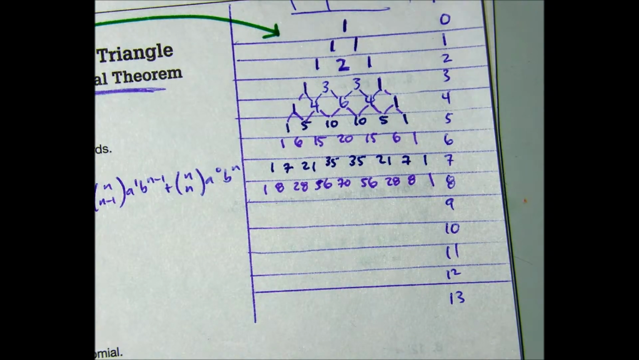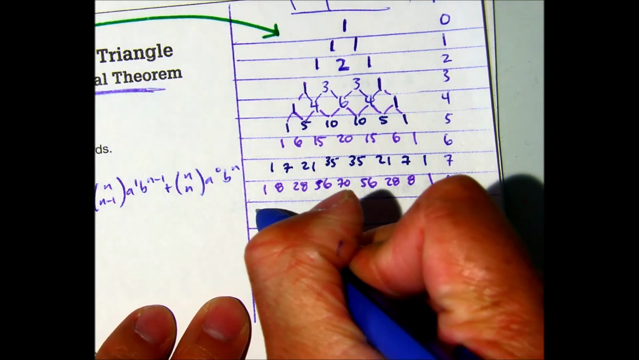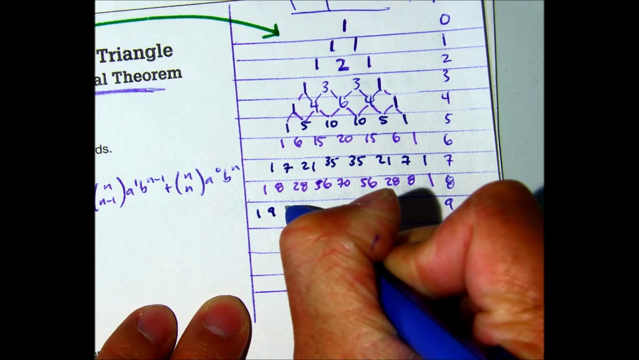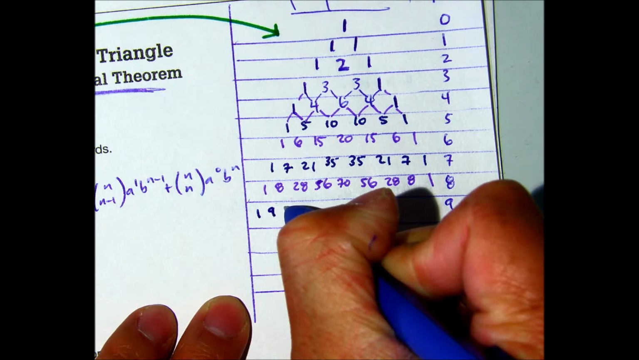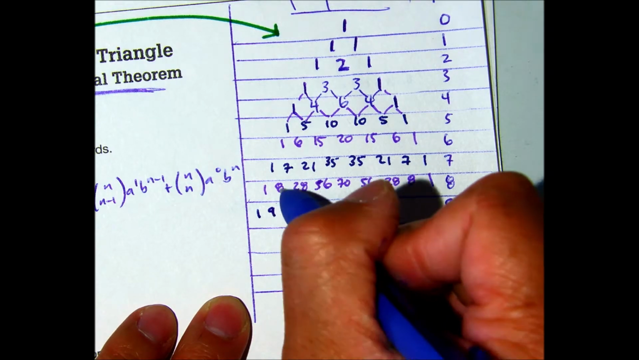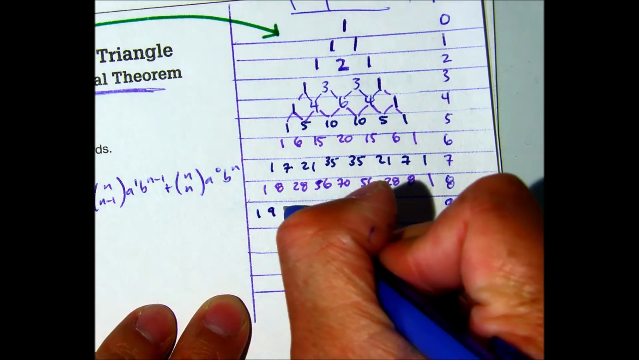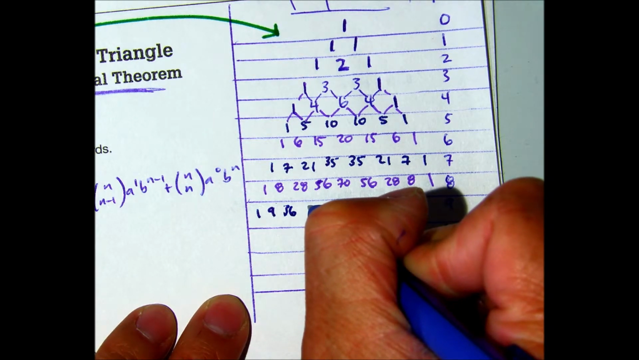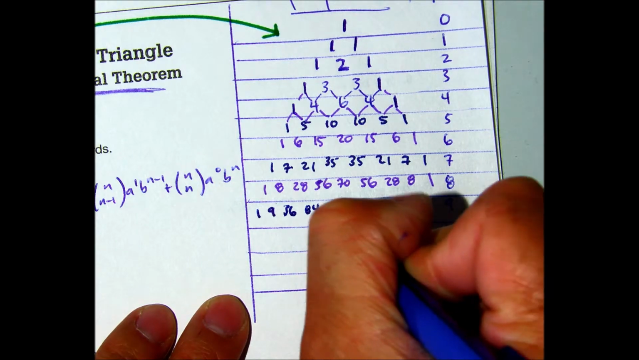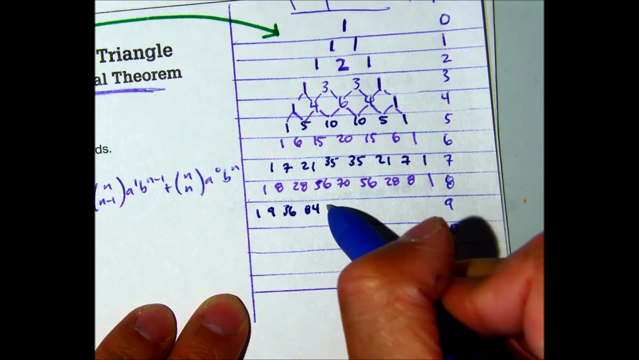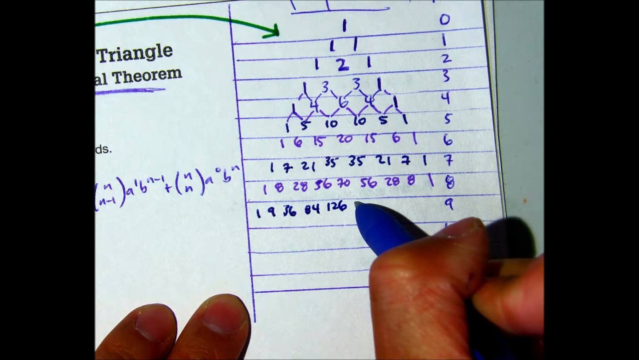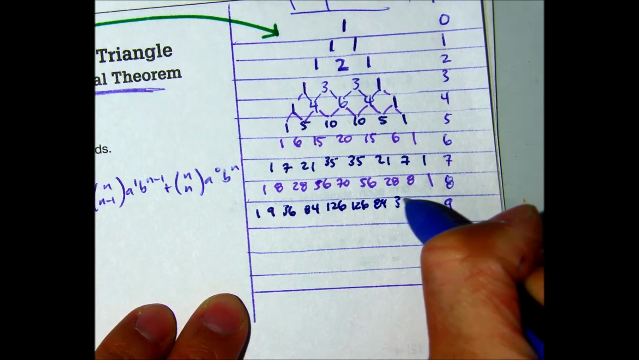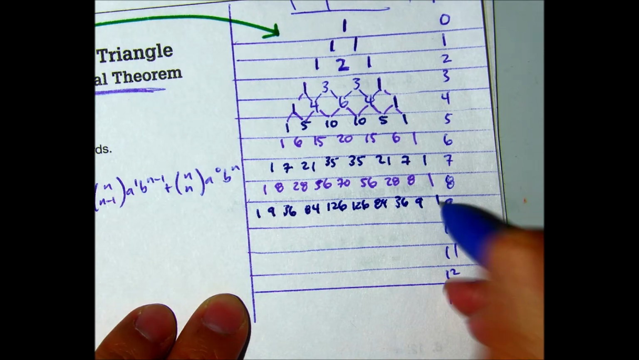Marie Bellin? 1, 9, and then I got that line wrong. Okay, do it right here. 8 plus 28. 36. Yep. 84. Yep. 126. Yes. 126. 84. 36. 9. 1. Good job.